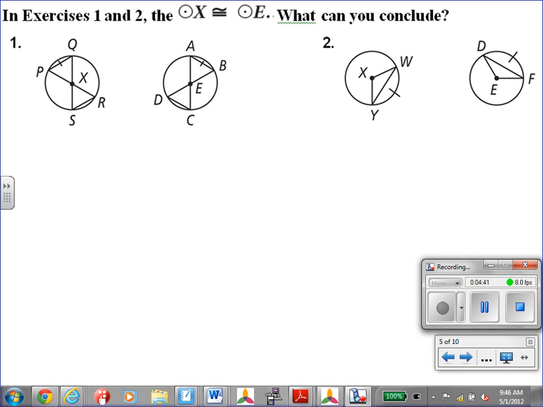The chords are congruent. Which chords? PQ and AB. So PQ.